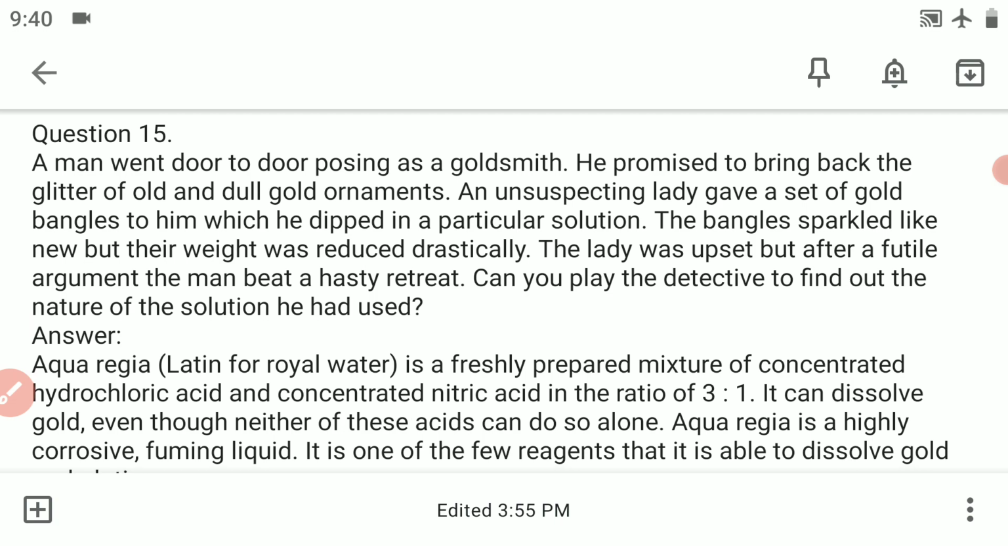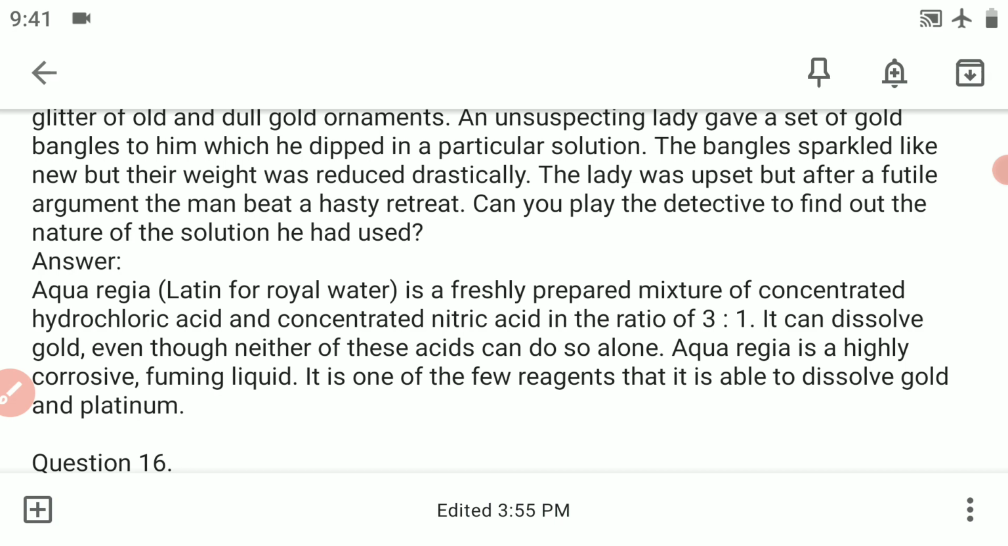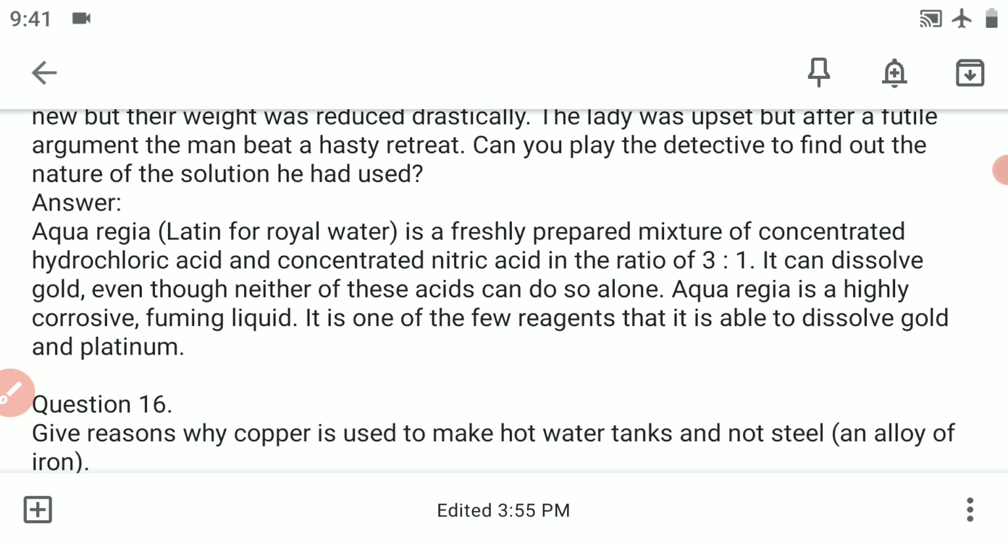And then question number 15. A man went door to door posing as a goldsmith. He promised to bring back the glitter of old and dull gold ornaments. An unsuspecting lady gave a set of gold bangles to him, which he dipped in a particular solution. The bangles sparkled like new, but their weight was reduced drastically. The lady was upset, but after a futile argument, the man beat a hasty retreat. Can you help the detective find out the nature of the solution he had used?